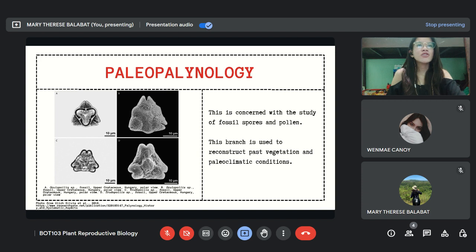Paleopalynology is concerned with the study of fossil spores and pollen. This branch is used to reconstruct the past vegetation and the paleoclimatic conditions. This is a branch of palynology, and there are other parts that I'm going to explain. So this is the first one. In short, paleopalynology is the study of fossil pollen grains and spores.